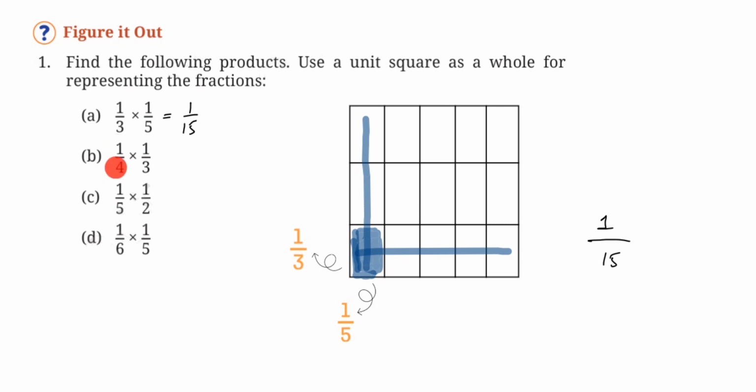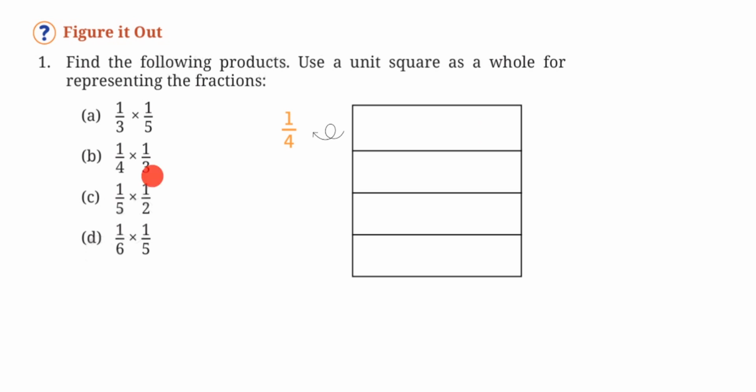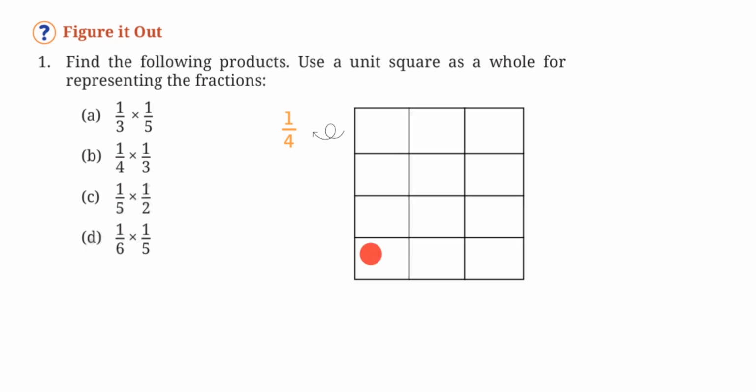Second one is 1/4 and 1/3. So I'll take a square. Now you can interchange it. It's not necessary that the first fraction should always represent a row. It's not like that. You can take a row or column. It's on you. Your answer will be correct. Let's take 1/4 as a row and 1/3 as a column. Since there is a 4 in the denominator, I will make 4 rows where the value of each row is 1/4. Now I have 3 in the denominator, I will make 3 columns. Then value of each column will be 1/3.